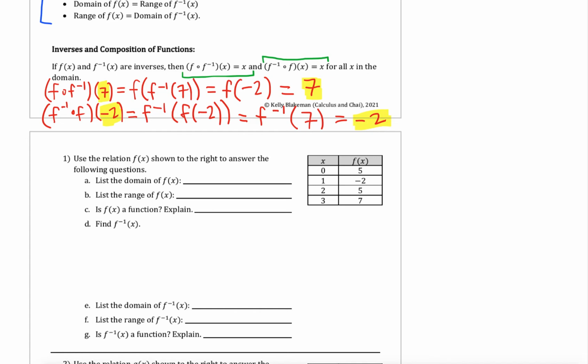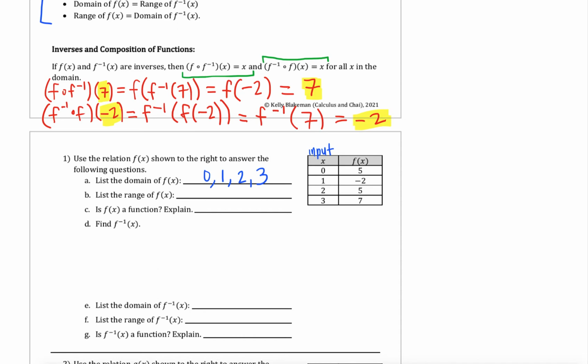Now in this case, I don't have an equation, so our domain is not going to be a large set of numbers. It's instead just going to be the values that are listed here. So our domain is all of our inputs, our x values. In this case, our domain is just the four values 0, 1, 2, and 3. The reason I don't get anything else is because nothing else is listed in this table, and we don't have an equation that we are working with for this problem.